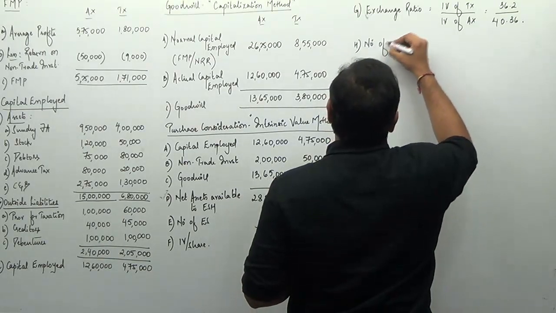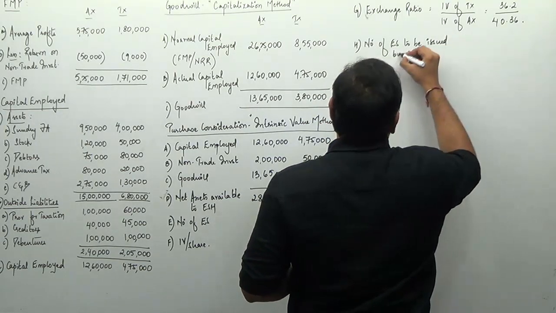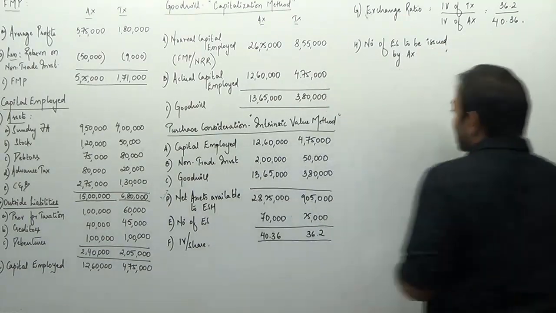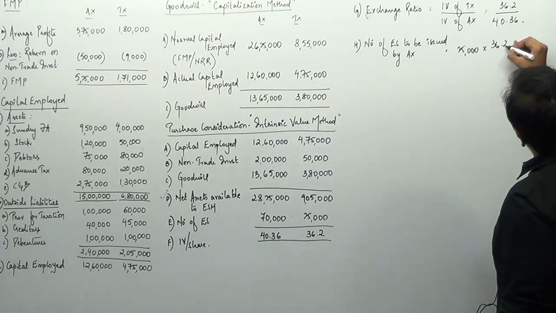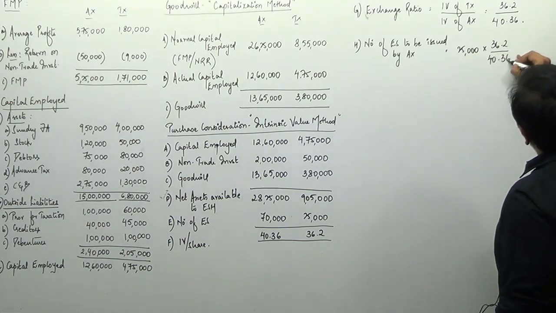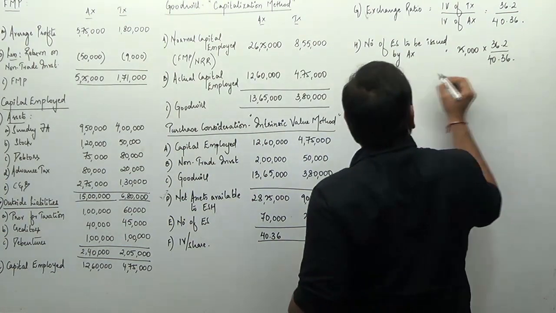Number of equity shares to be issued by AX Limited is equal to number of shares in TX. 25,000 shares in TX multiplied by exchange ratio 36.2 divided by 40.36 will identify number of shares to be issued. Round it off, remaining shares will call it as fraction shares. Guys, 25,000 into 36.2 is again 9,05,000 only. 9,05,000 divided by 40.36. Round it off.